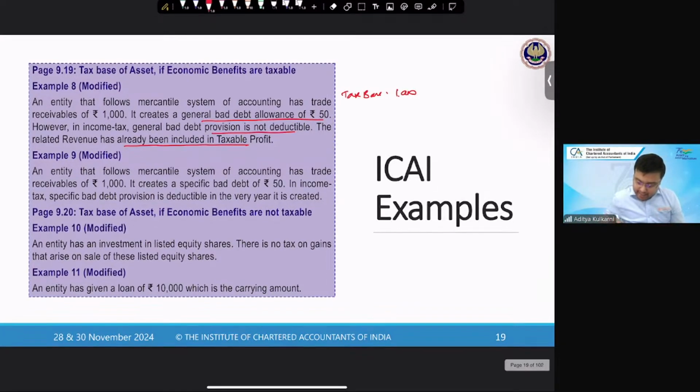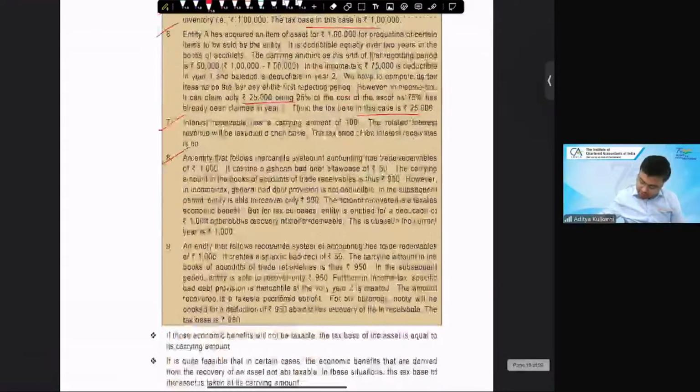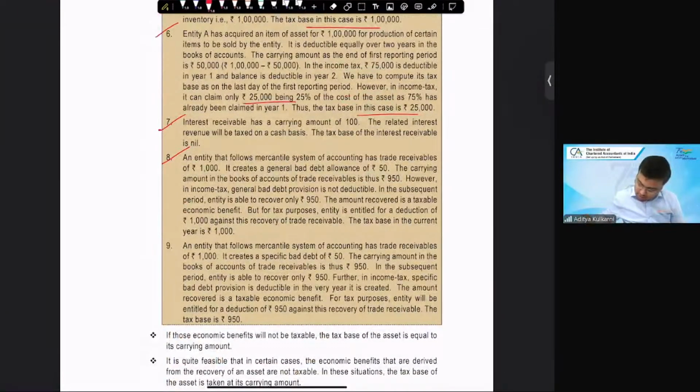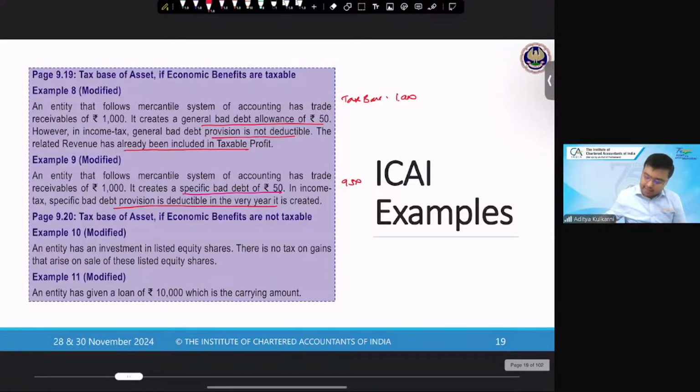An entity that follows mercantile system of accounting has trade receivables of 1000. It creates a specific bad debt of rupees 50. In income tax, specific bad debt provision is deductible in the very year in which it is created. So what will be your tax base? 950. Yes? Okay. Perfect. Next.